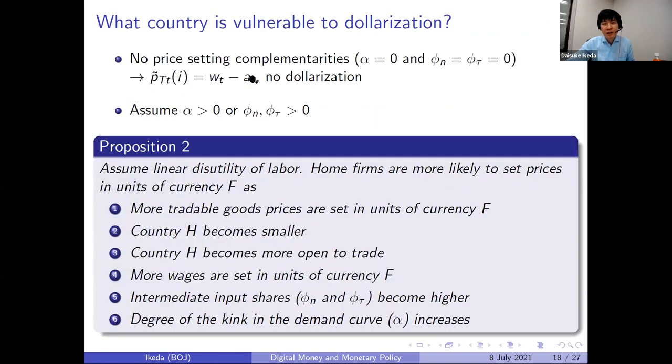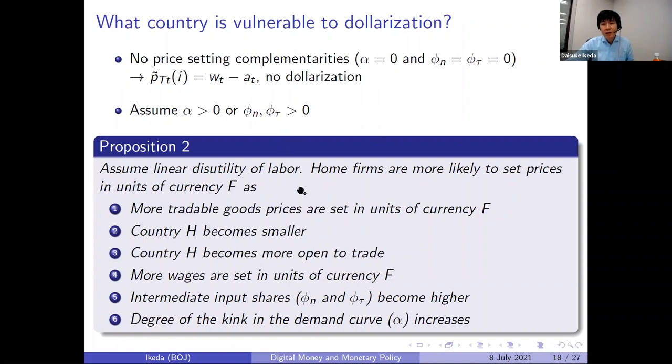I'd like to emphasize the role of price setting complementarities coming from the kinked demand curve, alpha, and intermediate inputs. If there is no kink, and if there is no intermediate input as well, then there would be no dollarization. There would be no incentive for home firms to use foreign currency as an invoice currency. So we need either the kinked demand curve in the tradable goods sector or intermediate inputs. So I assume alpha is greater than zero or some degree of intermediate inputs.